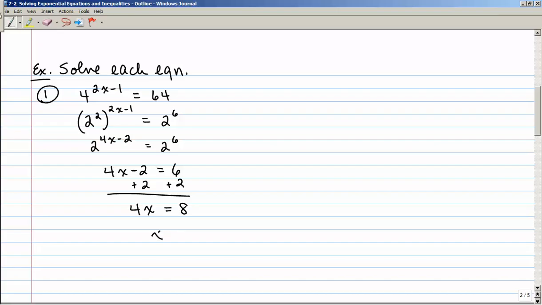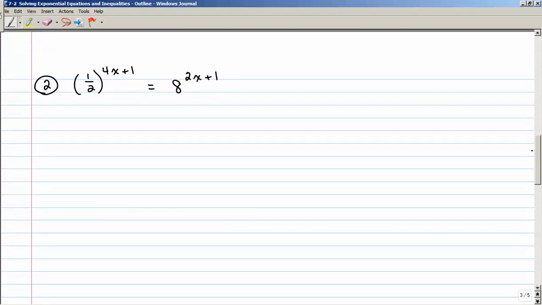So x is equal to 2. And you can even go back and check this. Plug that back in there. Is 4 raised to the power of 2 times 2 minus 1, so that'd be 4 raised to the power of 4 minus 1, or 4 to the 3rd power. Is 4 to the 3rd power equal to 64? Indeed it is, so it does work.